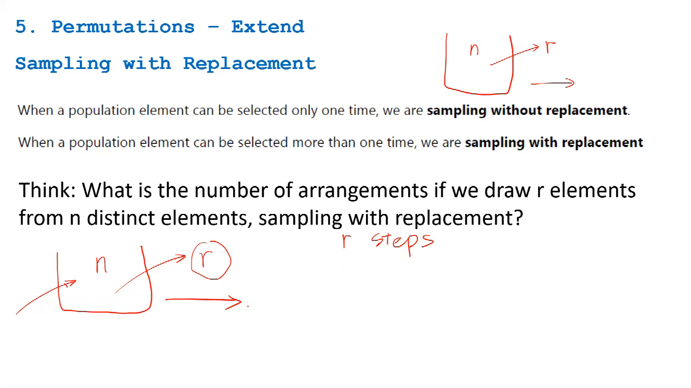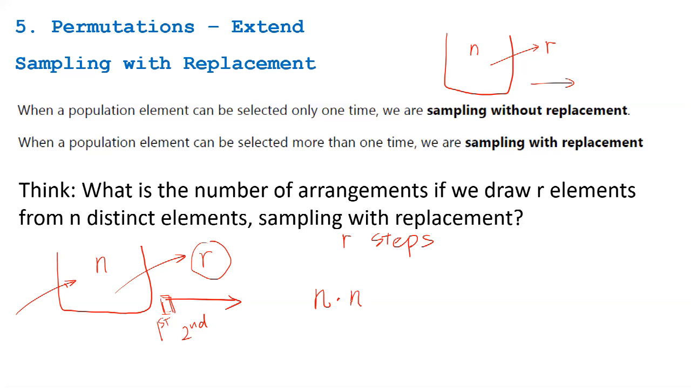For the first step, how many ways can we finish the first step? First step is to draw one element out of the n elements in the container, right? So for the first draw, we have n different ways to finish. How about the second draw? Remember that when we finish the first draw, we replace the original container with the same elements we drew, right? So that means the container always contains n elements. So for the second pick, we also have n different choices, right?